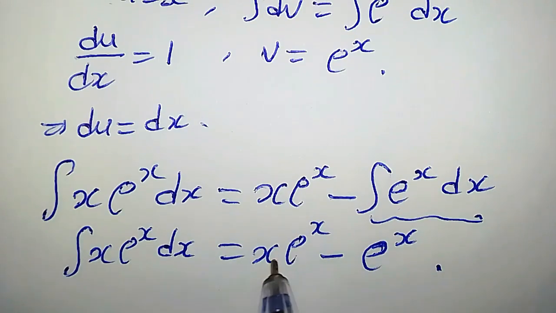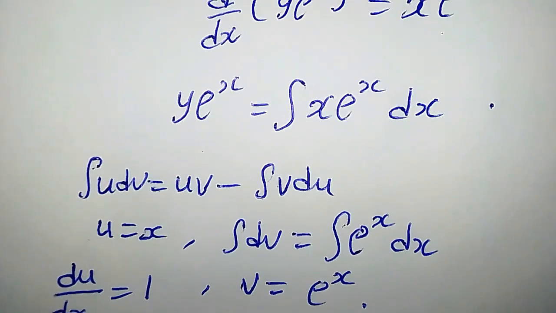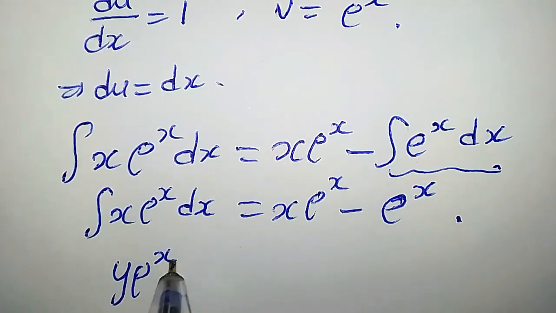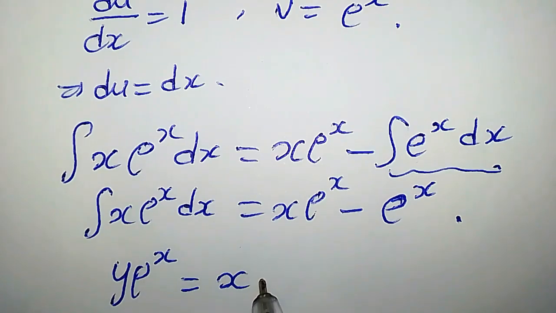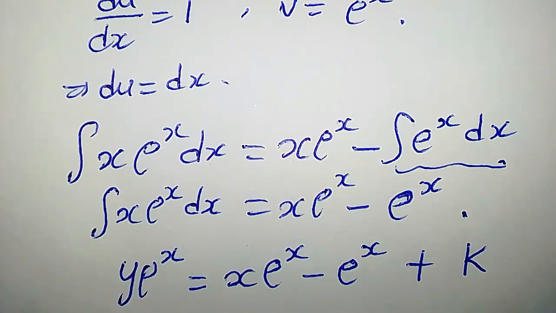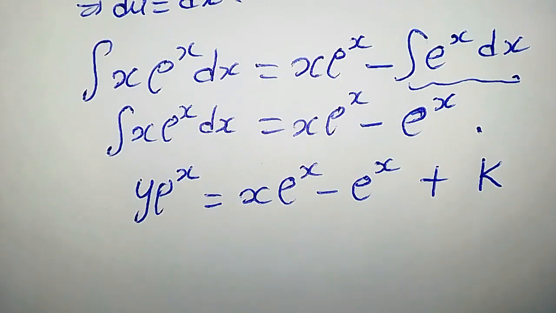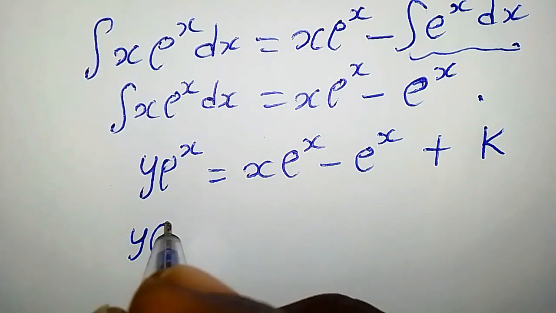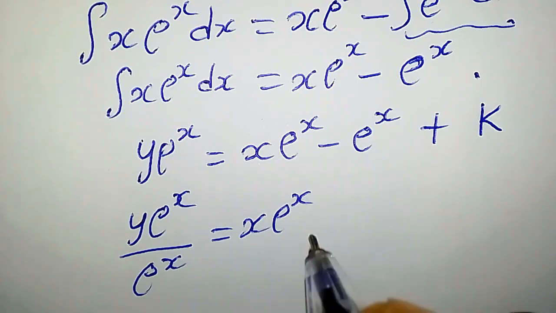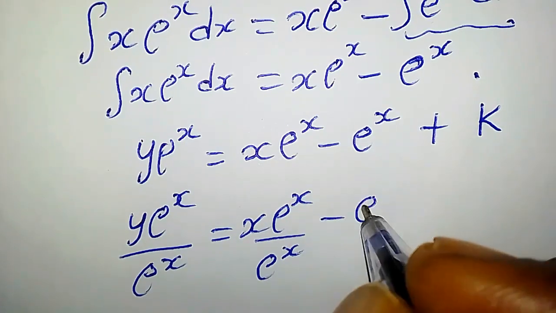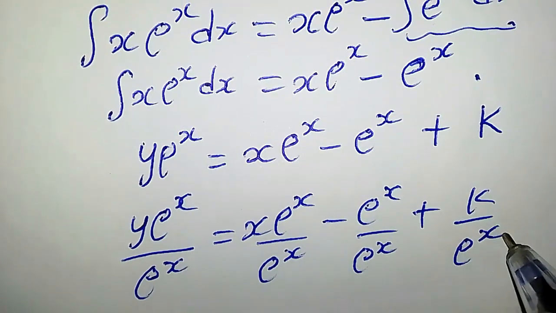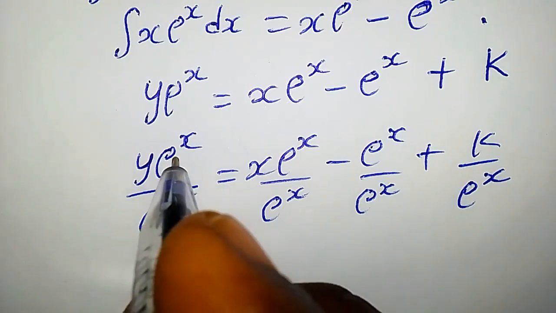We can now substitute this value into this right hand side. Doing that, we have y times e to the power of x equal to x times e to the power of x minus e to the power of x plus constant of integration k. Let's divide both sides by e to the power of x. So that will be y e to the power of x divided by e to the power of x is equal to x times e to the power of x divided by e to the power of x minus e to the power of x divided by e to the power of x plus k divided by e to the power of x. Clearly, e to the power of x cancel each other.